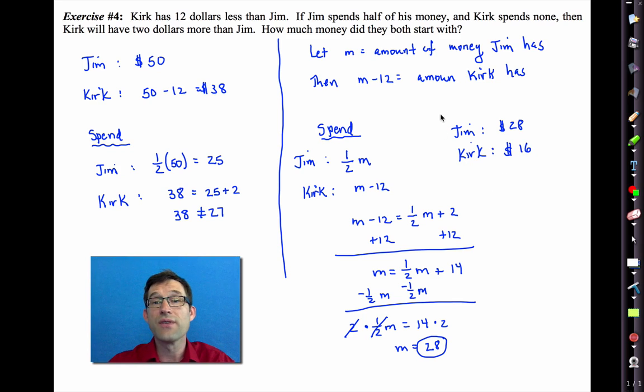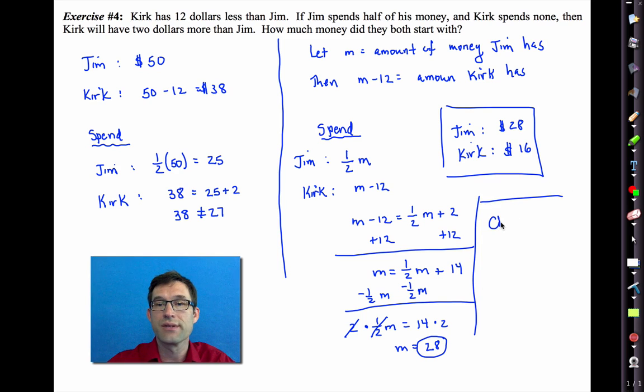Now what's interesting is that this one's a real easy one to check. Watch as we check for reasonableness. Because what did it say? It said when Jim spent half his money, so Jim has $14 left, Kirk will have $2 more than Jim. Well, Kirk has $16, and notice that that is 2 more than what Jim has. So it makes sense given what we were told in the problem.